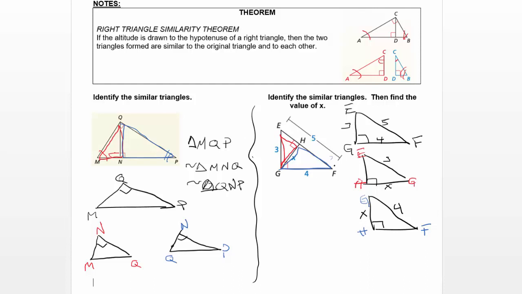Since it's all the same triangles, no matter how I set up the proportion, when I'm done cross multiplying, I should end up getting the same answer. So with that in mind, I'm going to use the first 2 triangles here. I'm going to say 5 compared to 3 should be the same as 4 compared to x. When I cross multiply, I get 5 times x is equal to 4 times 3, or 5x equals 12. Therefore, x is equal to 12 over 5.